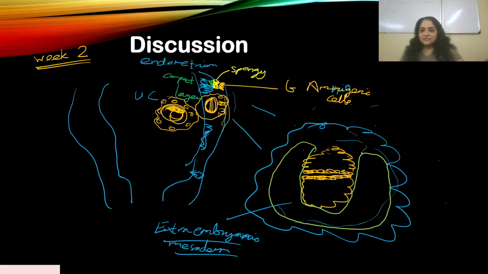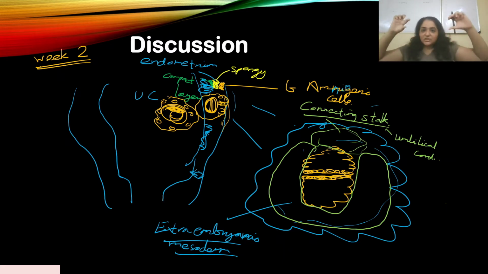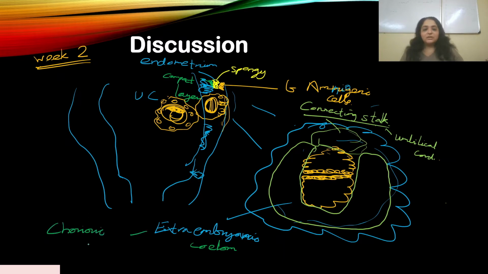Here this region still contains the mass of extra embryonic mesoderm. So this is called the connecting stalk. Sorry, this is called the connecting stalk. And this eventually forms the umbilical cord, but we'll come to that later. Now this cavity that appears and becomes continuous, what is this region now called? This region is now called extra embryonic coelom, which will later be called the chorionic cavity.